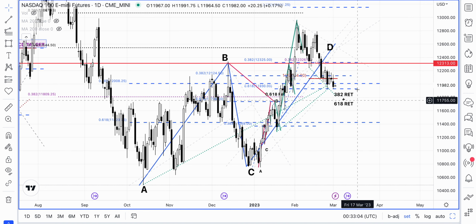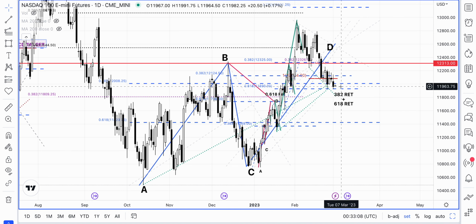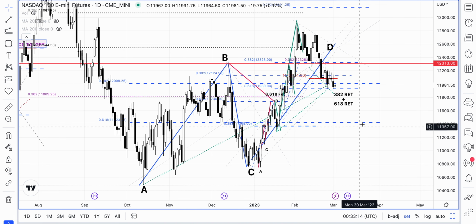So we have a confluence of two ratios coming together in close proximity. This could act as good support, but we'll have to see how the price action will unfold over the next 2 days.